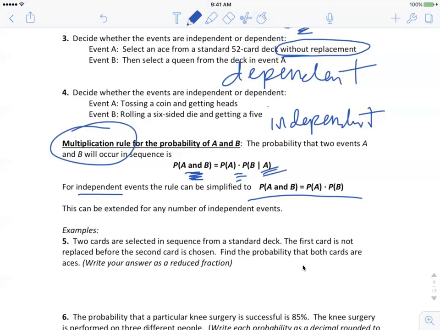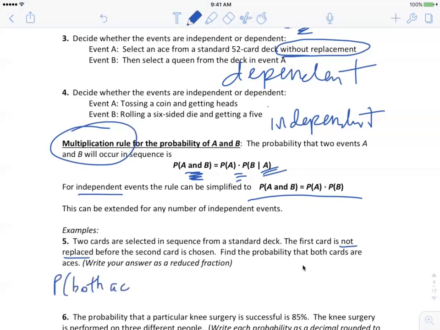Okay, let's see. We've got 2 cards selected in sequence from a standard deck. The first card is not replaced. That's the key. You don't put that card back. So that's going to be dependent events. Find the probability that both cards are aces. The first card is an ace, and the second card is also an ace. So probability of both aces.